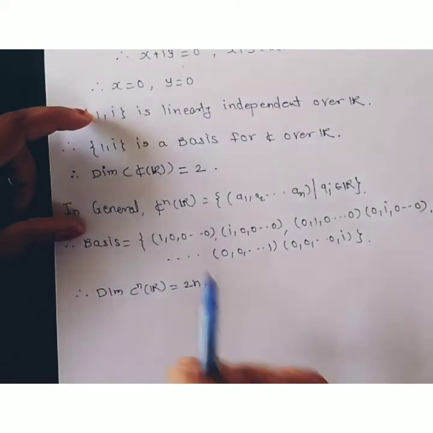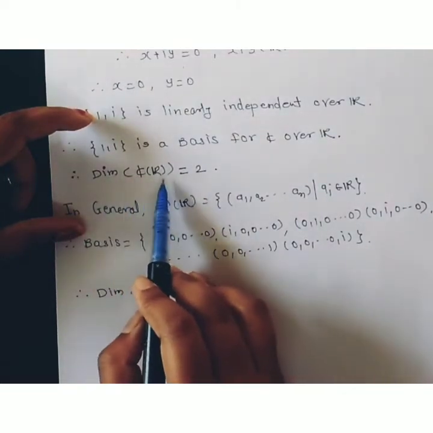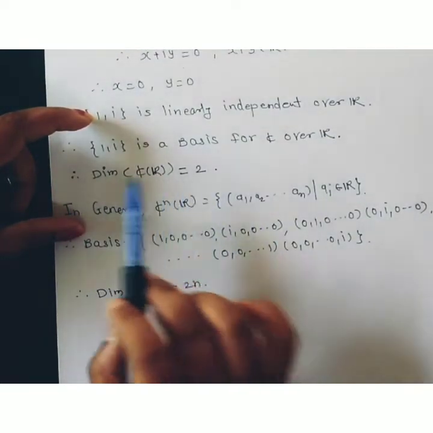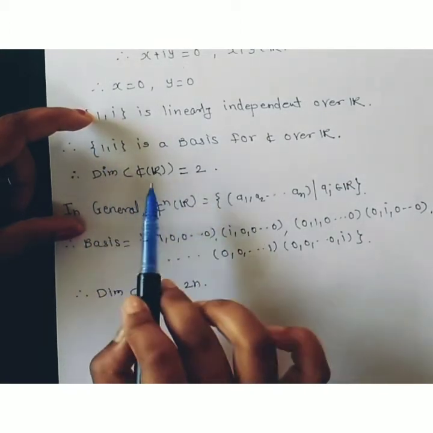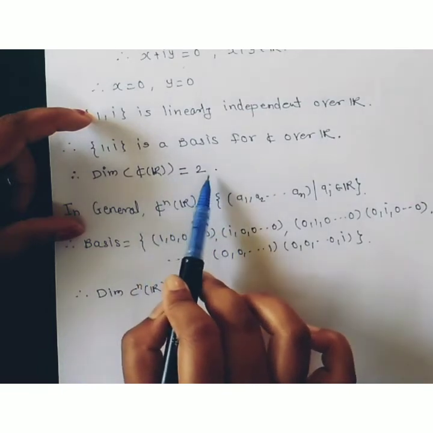And what is the dimension for this? Therefore the dimension of C over R is equal to 2. Why is it 2? As the basis consists of two vectors, 1 and i. Therefore the dimension of C over R is equal to 2.